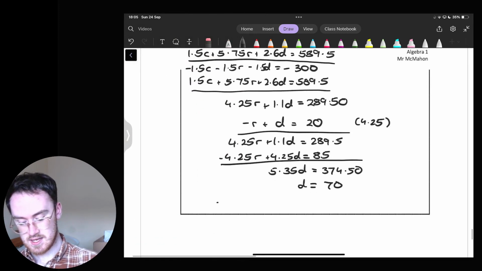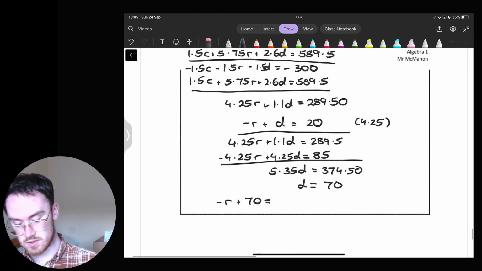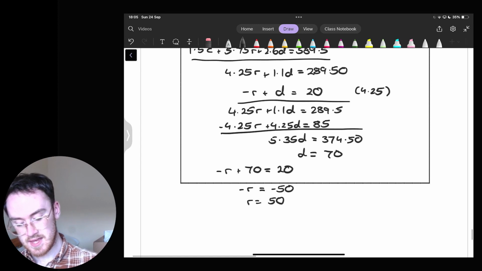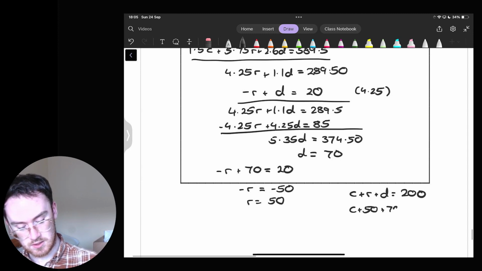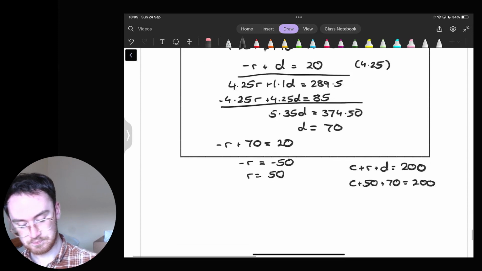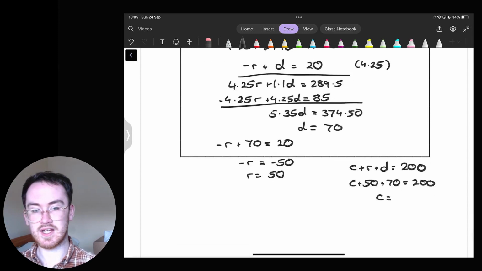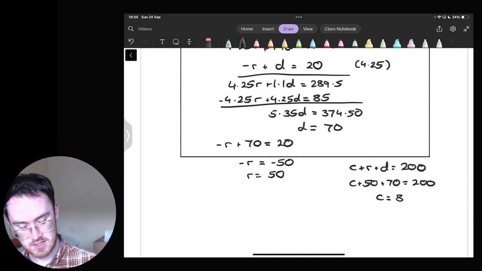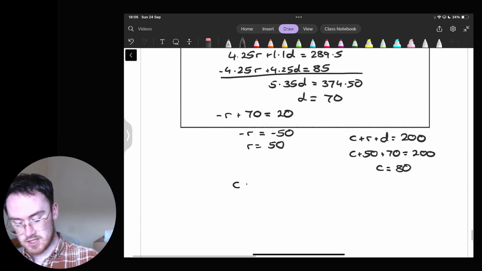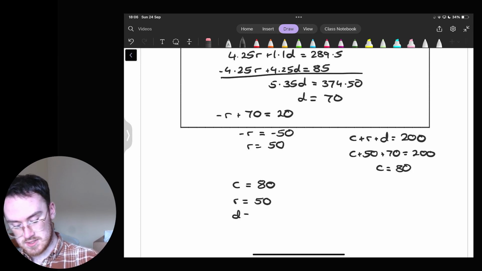70 daisies. Now we can take that and sub it into one of these equations. As before, we get that the roses is 50. And we knew then that all of my flowers added up to be 200. So adding in the ones that we have already, we get that the number of carnations then is going to work out as 200 minus 50 minus 70, which is, of course, 80. So my carnations, there was 80 of them, there was 50 roses, and there was 70 daisies.